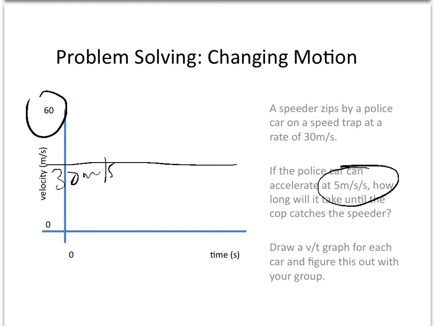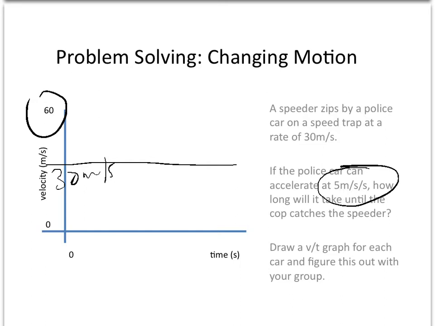This unit right here we want to stop and look at for a minute. It has a couple of units in it, and it's super important that you understand what this is. An acceleration has seconds down here and meters per second up here. And when you look at it that way, what it's trying to tell you is that for every second that goes by, this police car can speed up by 5 meters per second. So when we look at a velocity time graph, that's pretty easy to understand.